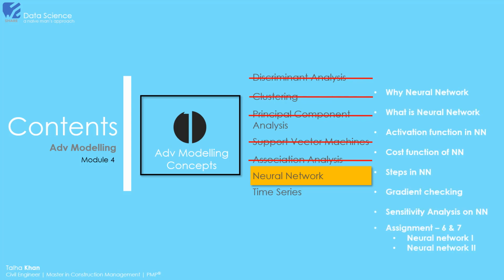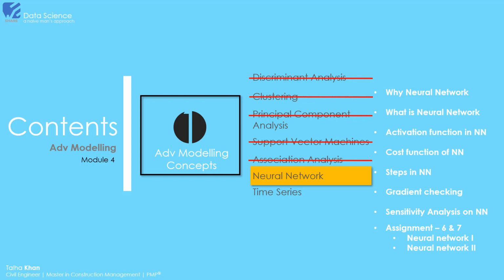We will first see why we need neural networks, because we have so many algorithms available, so what makes neural networks special? Then we'll see what a neural network is. After that, we'll see something called the activation function in a neural network. Then we'll see the cost function of a neural network. And after that, we'll see the steps involved in a neural network.